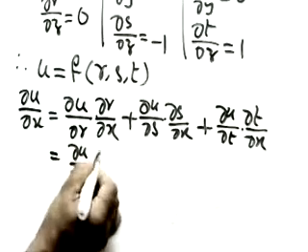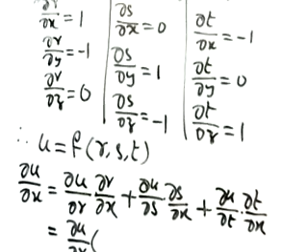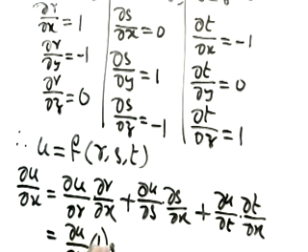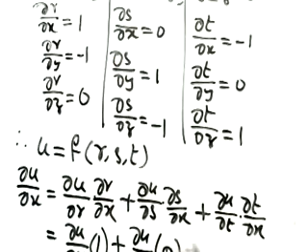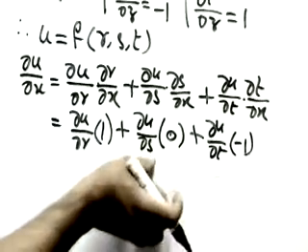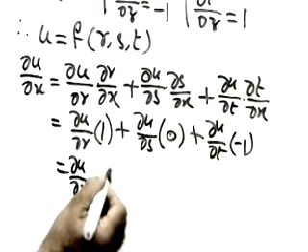Now let me substitute the values. Dou u by dou r into dou r by dou x, which is 1. So we substitute 1 here, plus dou u by dou s into dou s by dou x, which is 0, plus dou u by dou t into dou t by dou x, which is minus 1. So watch carefully, this term will become 0, and this is minus. So let me write it like this.